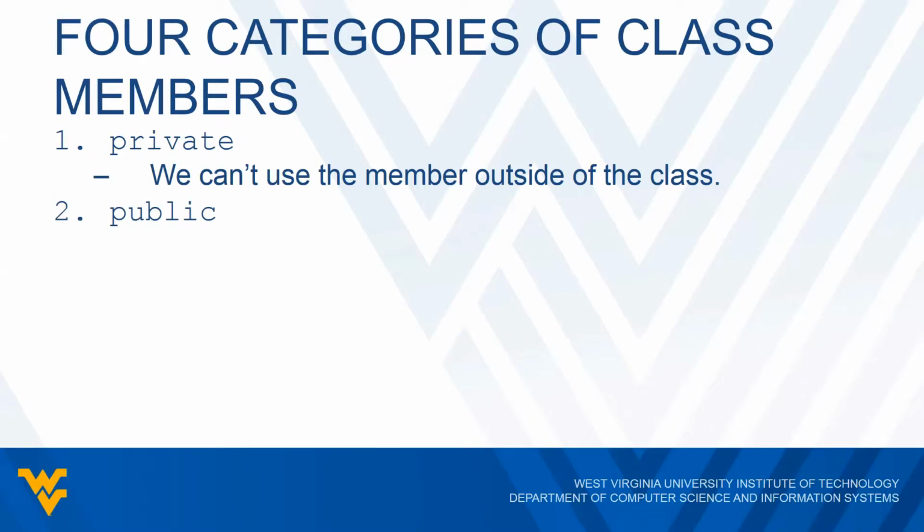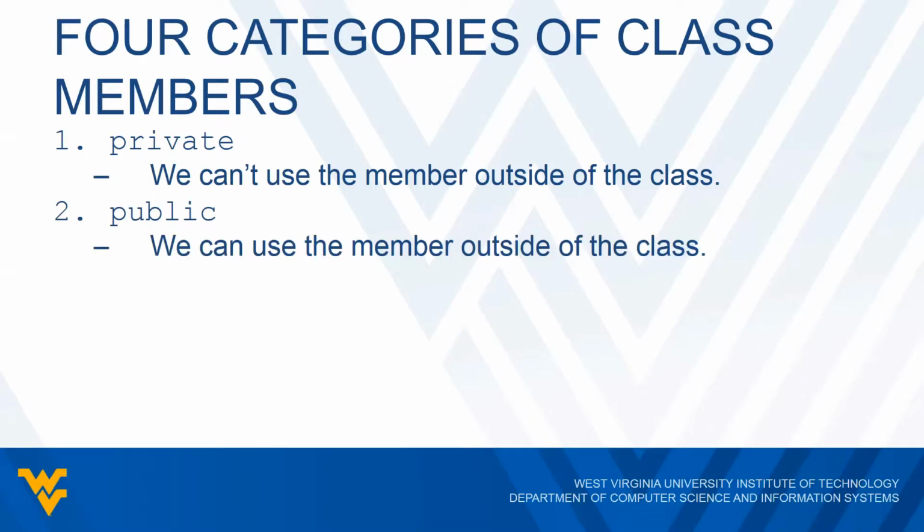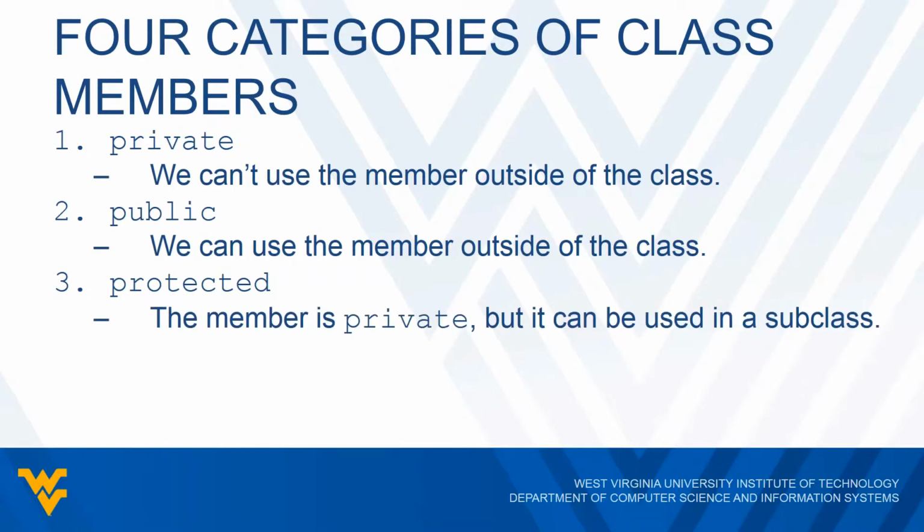There's public, which means that we can use the member outside of the class, so any other class is allowed to access that particular member. We have protected, which means that the member is private, so no external class can access any of the protected members, but it can still be used in what we call a subclass.